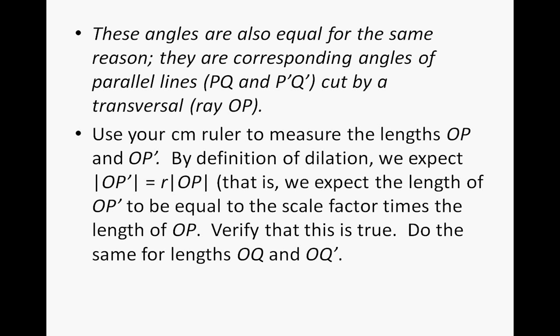Use your centimeter ruler to measure the lengths of OP and OP prime. By definition of dilation, we expect the length of OP prime to be equal to the scale factor times the length of OP. Verify that this is true and do the same for lengths OQ and OQ prime. As you're measuring with your centimeter ruler, round to the nearest millimeter. So if you have 3 centimeters and 5 millimeters, then you would just write that as 3.5.